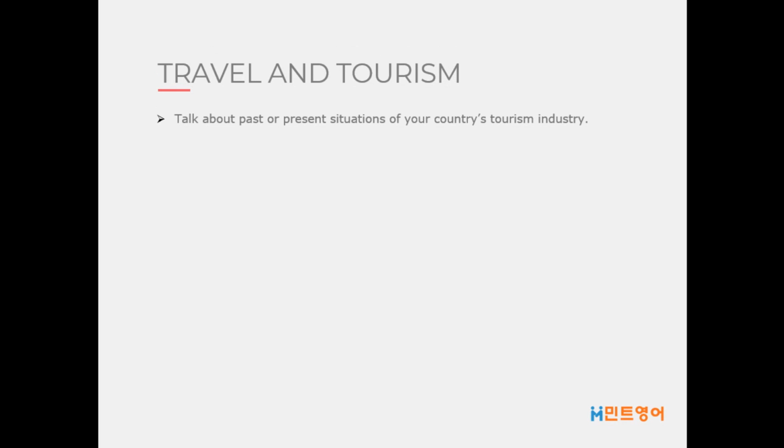Travel and tourism are topics that may ask you to talk about the past or present situations of your country's tourism industry. Some questions will also allow you to talk about the future. In talking about the past and the future, you must use the right tenses. Verb tenses help specify the time when a certain action happened or will happen, which is why utilizing verb tenses is a key skill in IELTS.